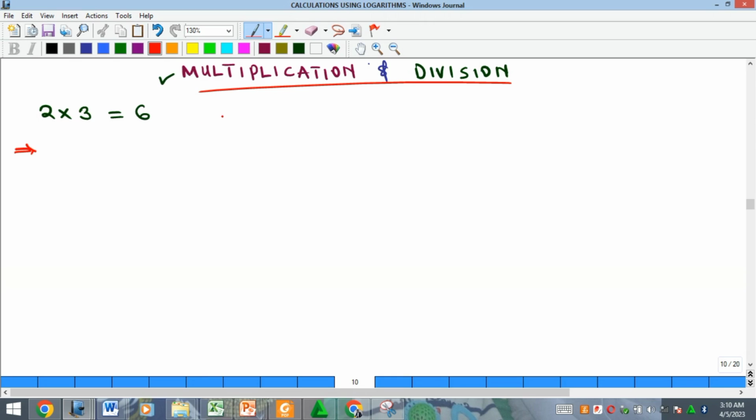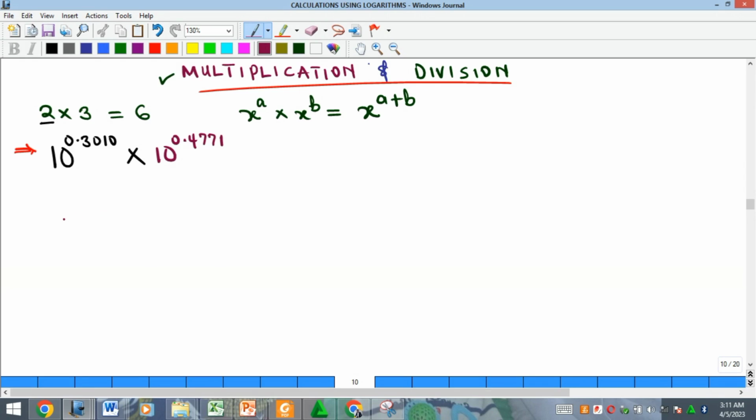You recall in indices we are told that if you have x raised to the power of a multiplied by x raised to the power of b, this is equal to x raised to the power of a plus b. So what this logarithm approach does for us is that, remember I told you that the logarithm of a number, for instance 2, especially the common logarithm, which is what we are doing here, is the power of 2 in base 10, and it is approximately equal to 0.3010. And if you find the logarithm of 3, you are going to get 10 raised to the power of 0.4771. These are the approximate values of the logarithm of 2 and 3.